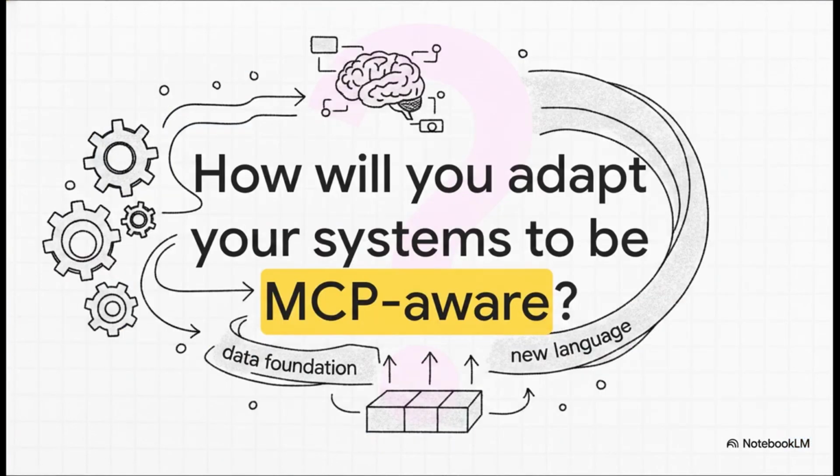Because this is undeniably becoming the new shared language of artificial intelligence, it leaves us with one critical thought. The ultimate question for every serious developer, engineer, and tech leader watching this explainer right now is this: how will you adapt your systems to be MCP aware? The foundation of AI development has officially shifted. So, are your tools ready to speak the new language?